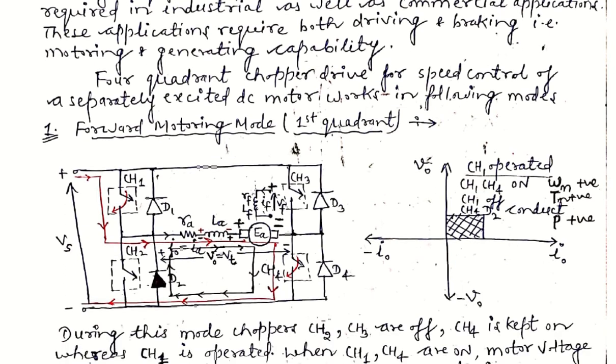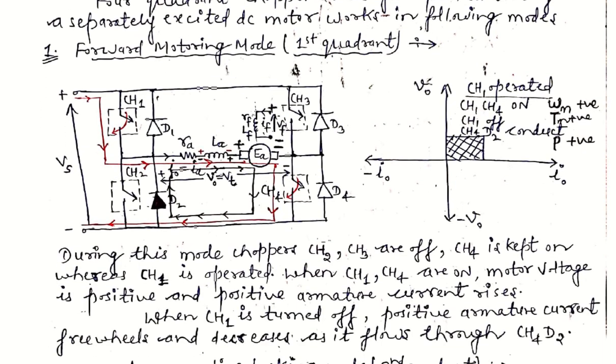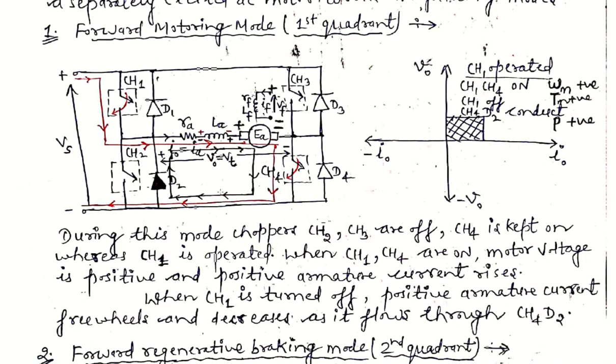The first mode of operation is forward motoring mode. It is also the first quadrant operation. In this mode of operation, this is the DC supply plus minus Vs and our load is a DC motor load. RA, LA are the armature winding resistance and inductance respectively, and this is the field of the DC machine. RF, LF are the resistance and inductance of the field winding, because it is separately excited, so we have to keep this field winding separate. Here four chopper switches and four diodes are there, and we connect our load in between these two legs.